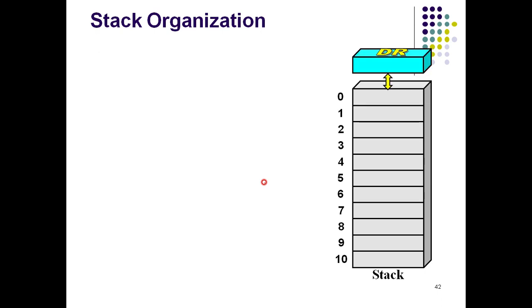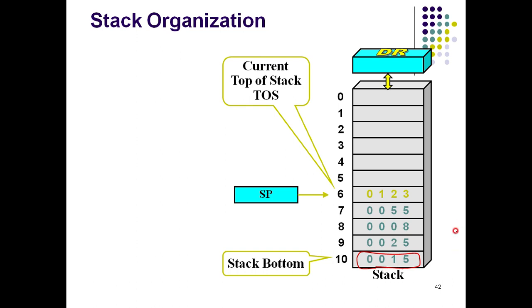Yeah, so in this slide we'll try to see how the stack organization has been done. I mean to say, how the memory stack has been arranged. So friends, let us say this is our stack bottom. Whatever you can see here, this is the bottom of the stack, and from here we go on storing our data. The data we have stored here is 0015. Okay, so we go on like that: from 0015, 25, 08, 55 and 123.